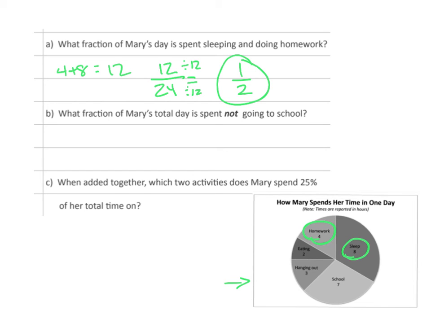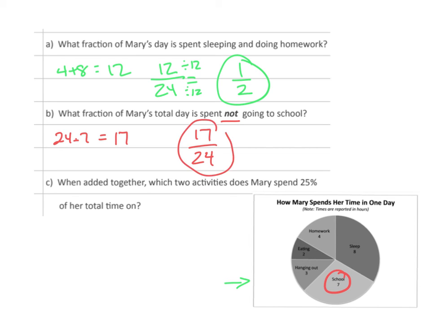Let's do letter B. I'm going to erase these circles so they don't mess me up. What fraction of Mary's day is spent not going to school? Well, she goes to school 7 hours. So 24 minus that 7 gives us, if I'm right, 17, I believe. So 17 out of 24. And I cannot simplify that. So there's the fraction of her not going to school.